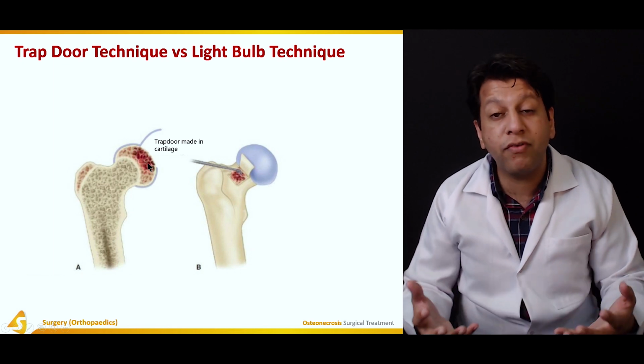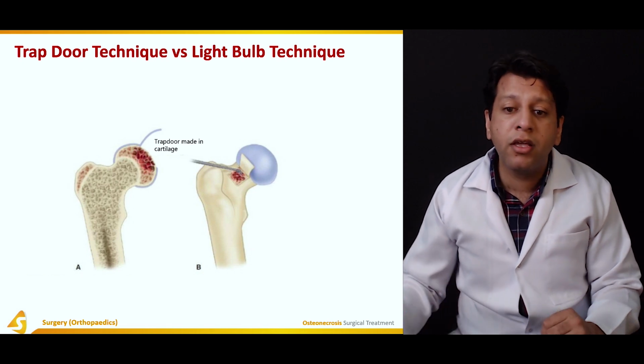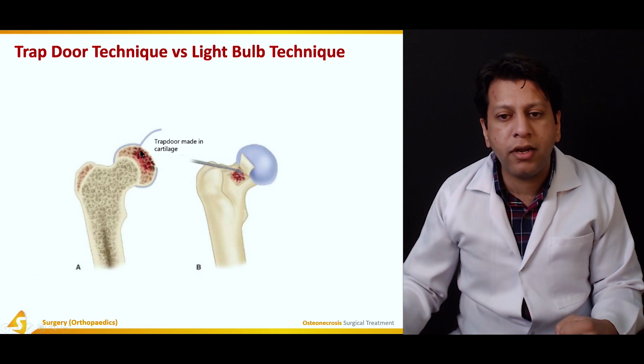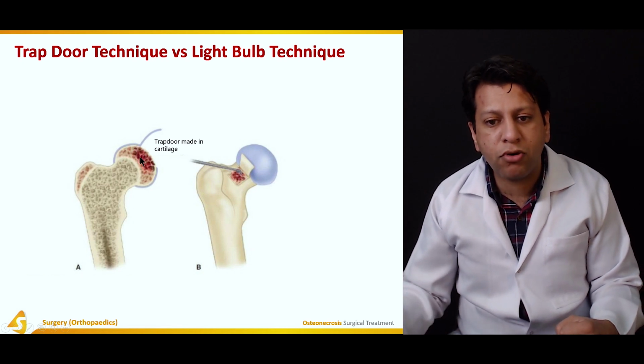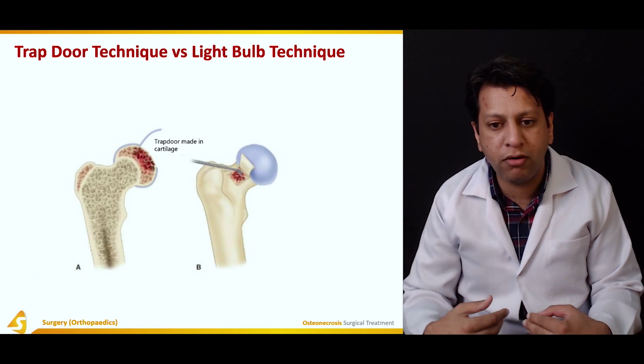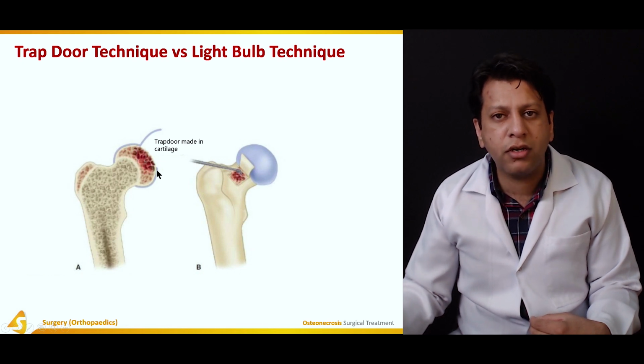There are basically two different techniques. One is called the trapdoor technique, and another is the light bulb technique. If you see, this is a cartilage hinge. They have opened the joint up and taken the cartilage out, and the subchondral bone is exposed and curetted out. All the dead bone is removed, and then this area is filled with the graft, and the door is shut back, and that's it.